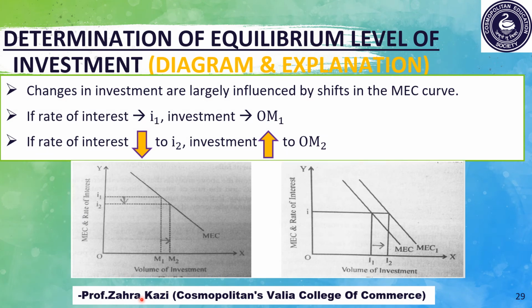Further, in the diagram, changes in investment are largely influenced by the shifts in the MEC curve. So look at this diagram towards the left. Initially, the rate of interest is OI1 and the level of investment is OM1. If the rate of interest falls from OI1 to OI2, the level of investment increases from OM1 to OM2.